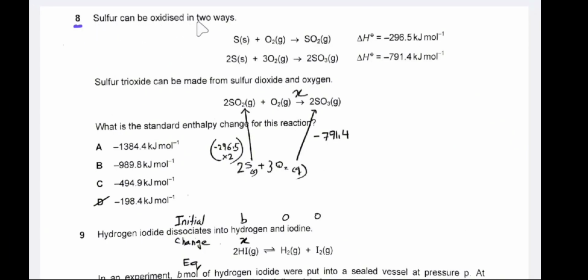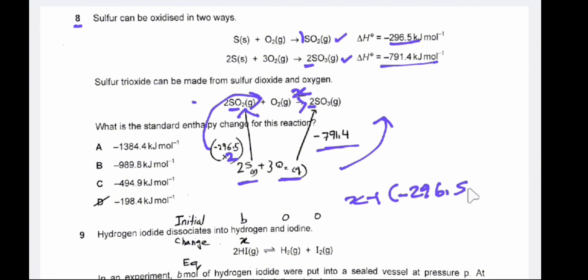Question number 8. Sulfur can be oxidized in two ways. Sulfur dioxide can be made from sulfur and oxygen. What is the standard enthalpy change for the reaction? We need to find the standard enthalpy change for this reaction, that is the value of X. We are given the enthalpy changes for these reactions. Initially sulfur is solid and oxygen is gas, and sulfur reacts with oxygen to form sulfur dioxide. This energy is for 1 mole of sulfur dioxide, but here we make 2 moles of sulfur dioxide, so we multiply this value by 2.